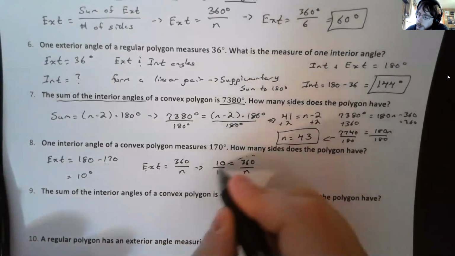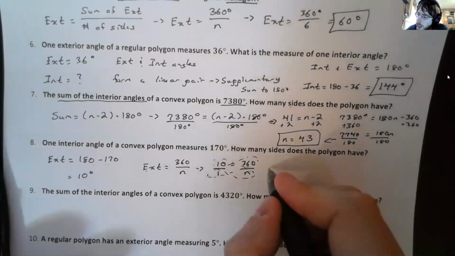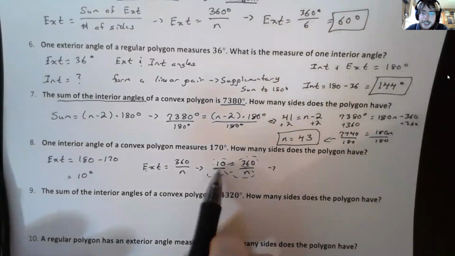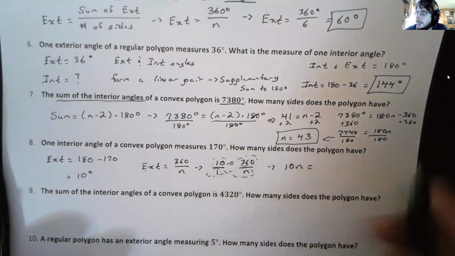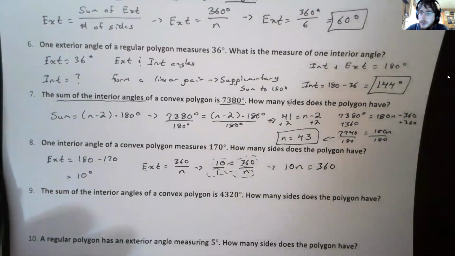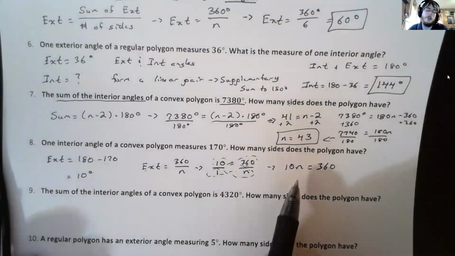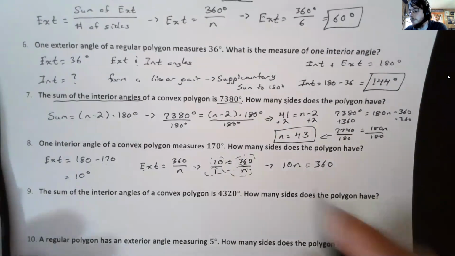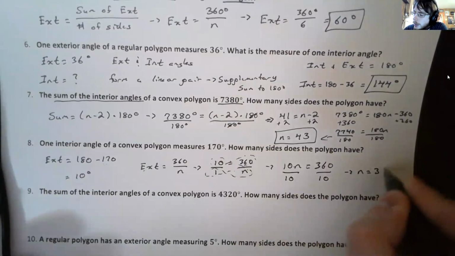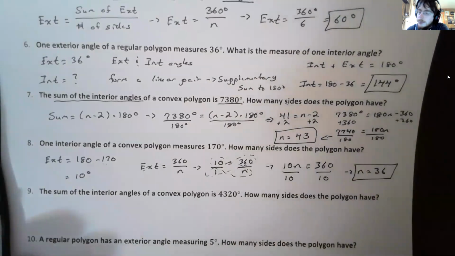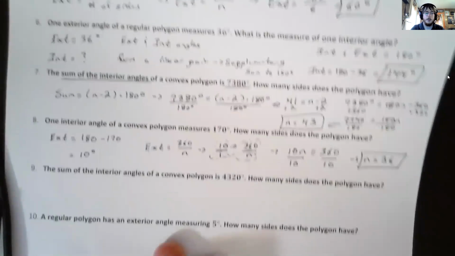And now we can cross multiply. And when we cross multiply, we get 10 times n, which is just 10n. And we get 360 times 1, which is 360. All right, now we have 10 times n. To get rid of the 10, we have to do the opposite of multiplication, which is division. So we're going to divide both sides by 10, and we get that n is equal to 36. So n is equal to 36.